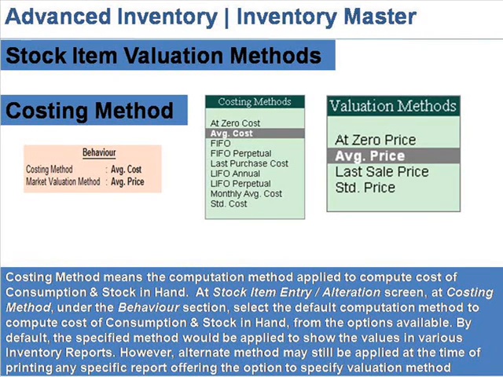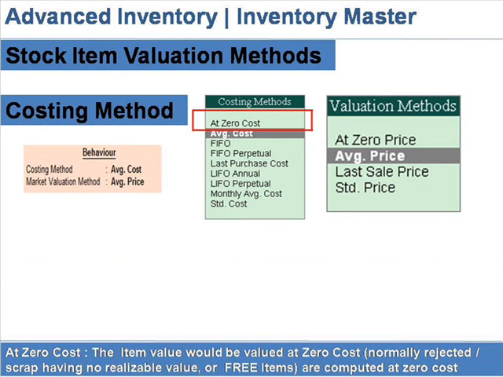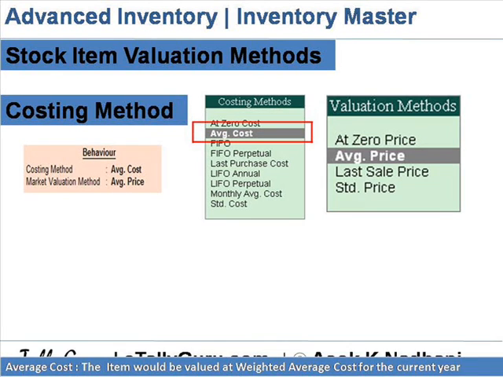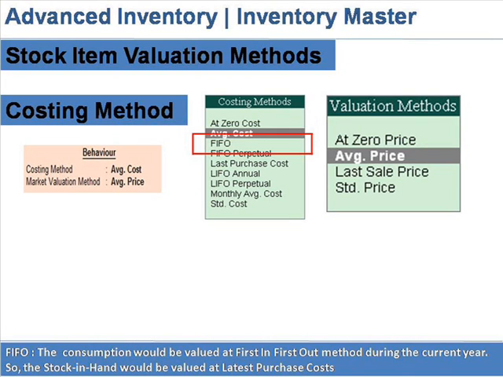However, alternate method may still be applied at the time of printing any specific report, offering the option to specify valuation method. At zero cost, the item value would be valued at zero cost. Normally rejected scrap having no realizable value or free items are computed at zero cost. Average cost, the item would be valued at weighted average cost for the current year.